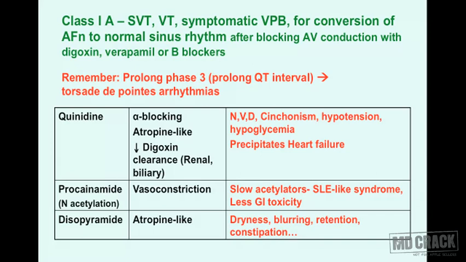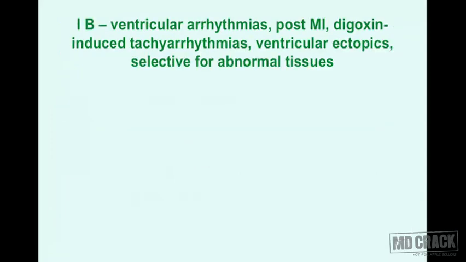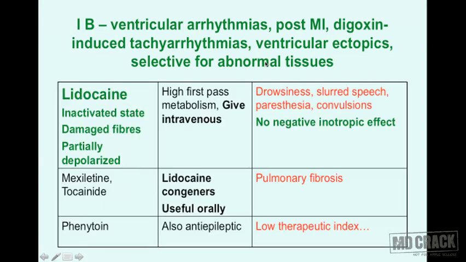I now take you to the next slide, and that's about class 1B. Class 1B is a very important class, and it contains lidocaine. This is useful for ventricular arrhythmias. Please remember, classical effect of class 1B will be ventricular arrhythmia, serious ventricular arrhythmia. It's useful for post-MI, that's post-myocardial infarction arrhythmia. It's useful for digoxin-induced ventricular tachyarrhythmias, useful for ventricular ectopics, and this drug lidocaine is selective for abnormal tissues. That's a great effect of lidocaine.